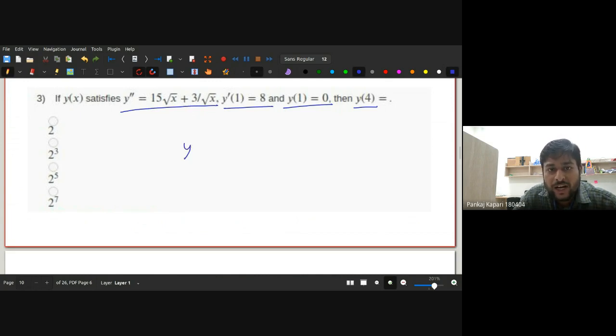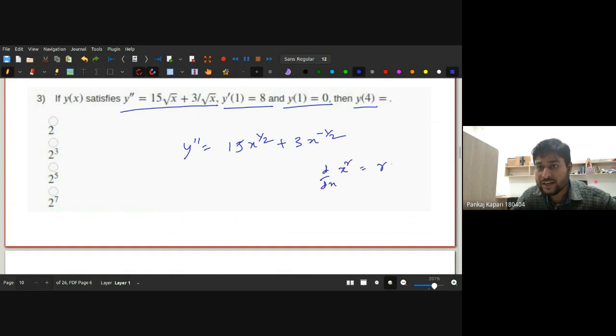So this y double prime, you can see that this is just x to the power half plus 3 x to the power minus half. Okay, because you have differentiated this function two times, and you have these kinds of powers, and you know that for powers the derivative rule applies like this, right? r times x to the power r minus 1. That means you have reduced this power by half by differentiating this function two times.